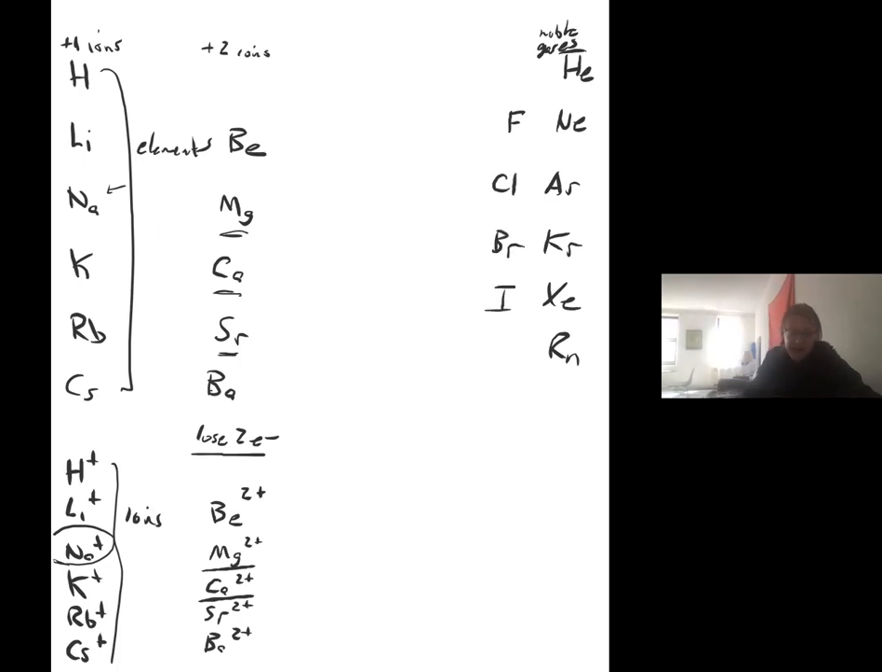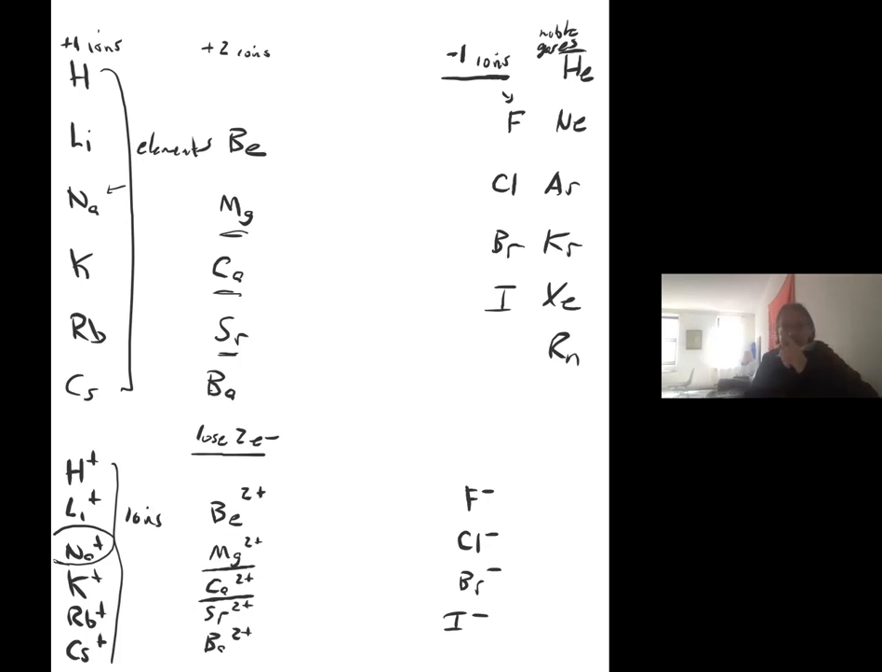And these have a pattern. They tend to form -1 ions. Okay, so how would we write the symbols? F minus, Cl minus, Br minus, I minus. -1 ions, okay? We're going to talk about naming when we get to that. We're not there yet, but next time we meet, we'll talk about naming. So these are ions as well.